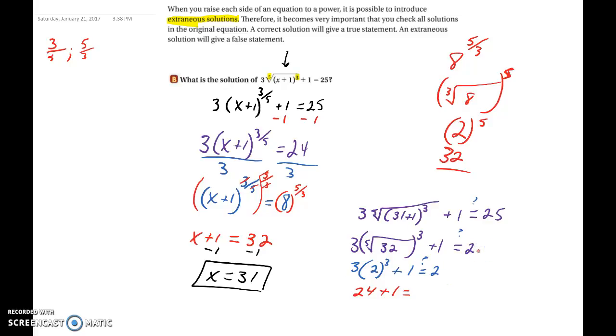Keep writing 24. Does this equal 25? So 24 plus 1 does in fact equal 25. So yes, it works. All right, so it's not an extraneous solution. All right, one more example and then we're done with this video.